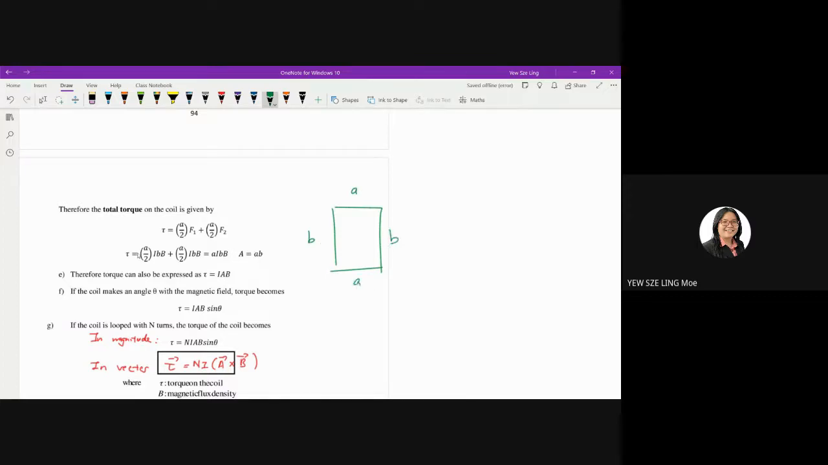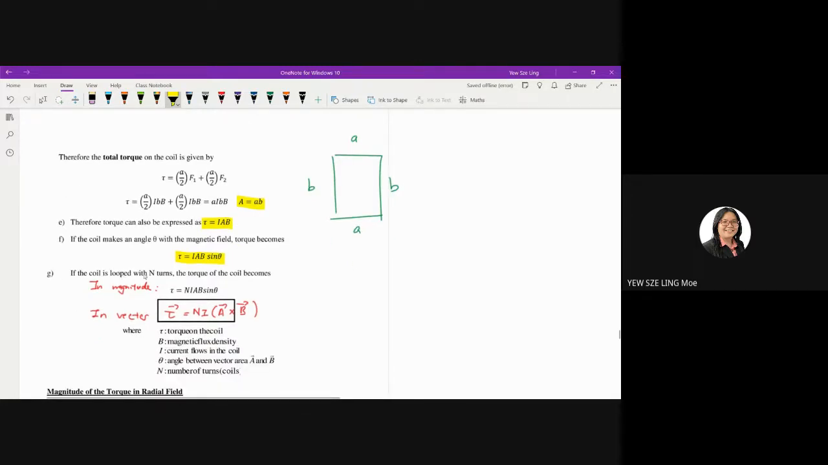Okay, the length. So after you derive it, eventually you're going to obtain torque equals IAB. If the coil makes an angle with the magnetic field, then the torque equals IAB sine theta. So they're derived. They do follow the derivation. So area is A times B. Therefore, the equation is now torque equals IAB.